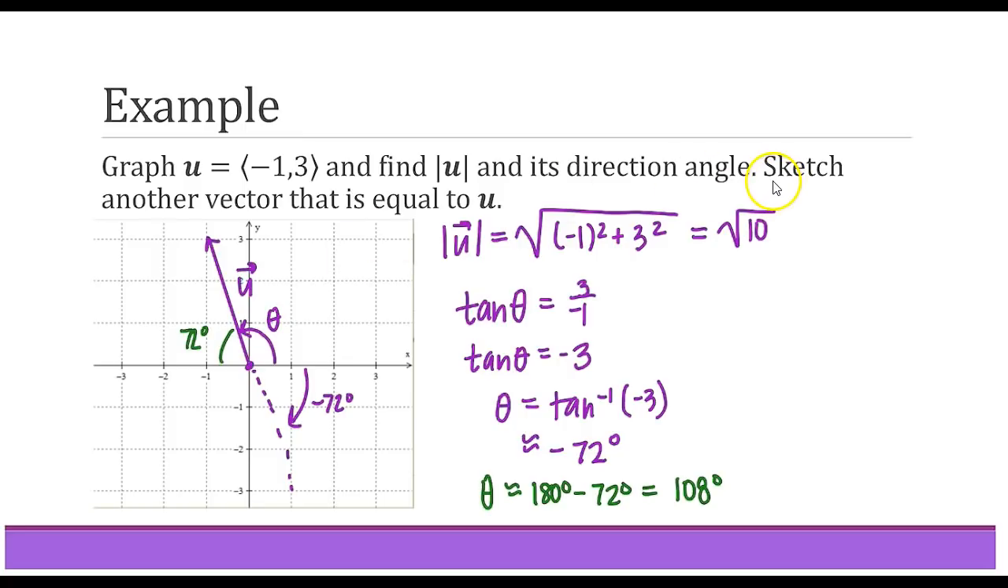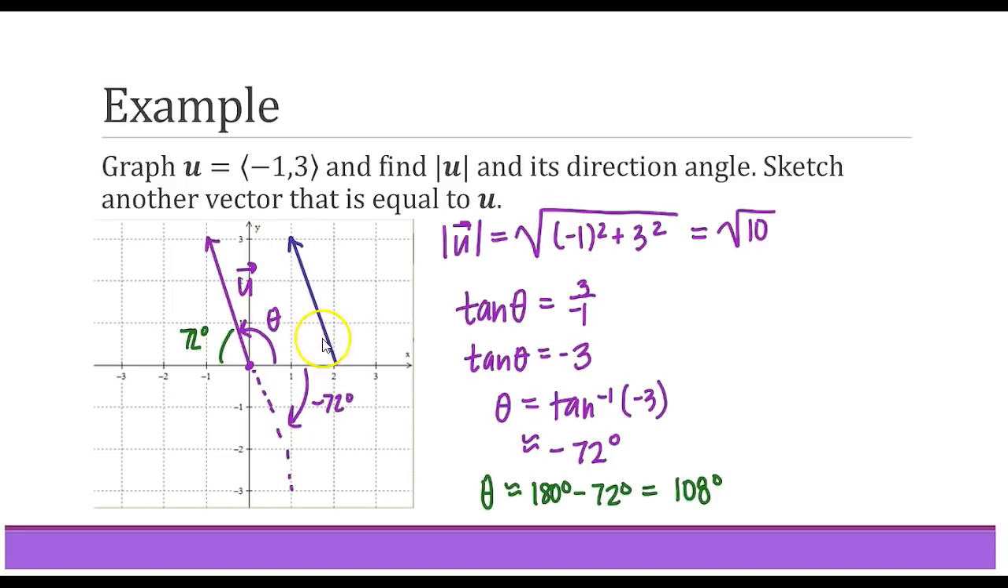And now what we're going to go ahead and do finally is sketch another vector that is equal to u. We know that two vectors are equal if they have the same magnitude, or same length, and they have the same direction angle. They point in the same direction. So we can go ahead and draw another vector, really anywhere else, that points in the same direction and has the same length. I'm just going to arbitrarily come over here and start it at 2 and end it over here at this point, 1, 3.